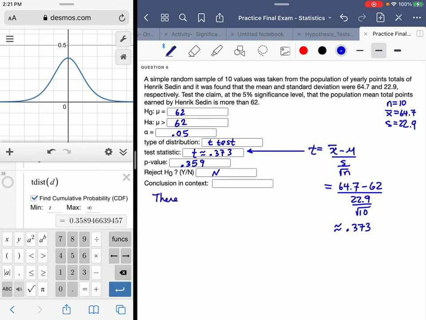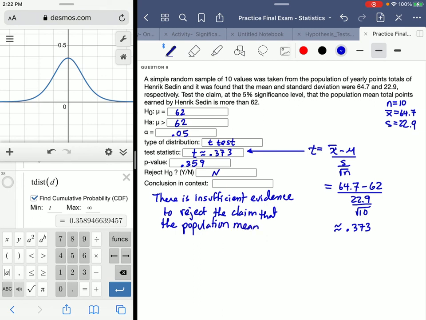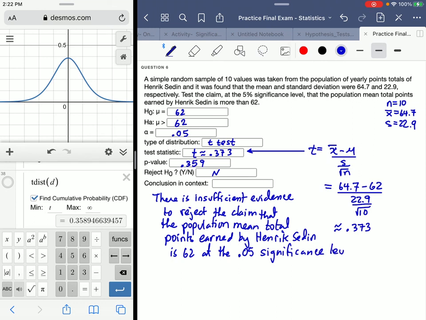So there is insufficient evidence to reject the claim that the population mean total points earned by Henrik Sedin is 62 at the 0.05 significance level. Therefore, the claim that it is more is false.